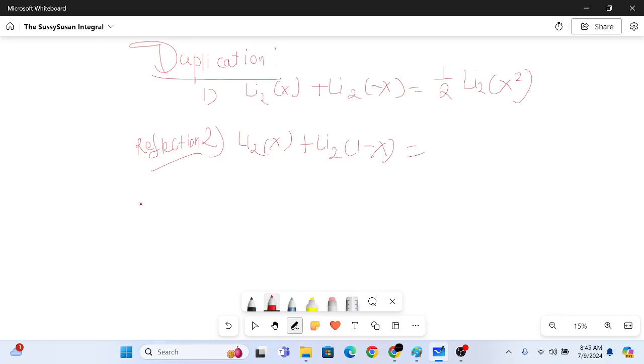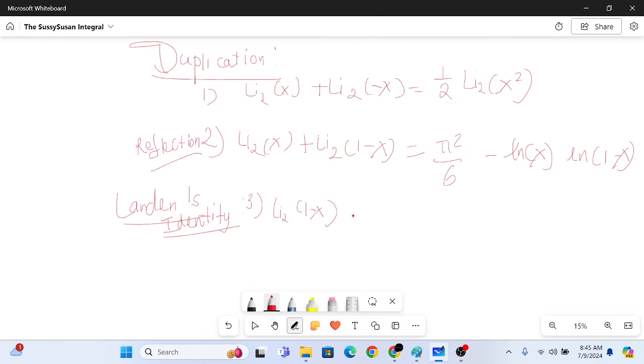Now next is Landen's identity. I'm really sorry if this mouse pointer is somehow lagging. The next is this, which can be written as Li2(1 - x) + Li2(1 - 1/x) will be equal to minus (ln x) squared by 2.